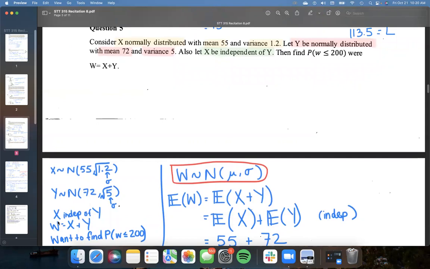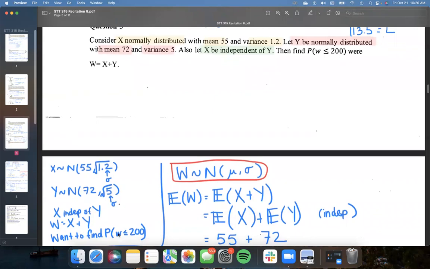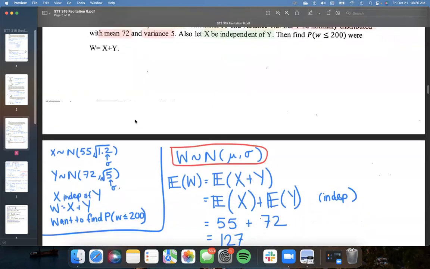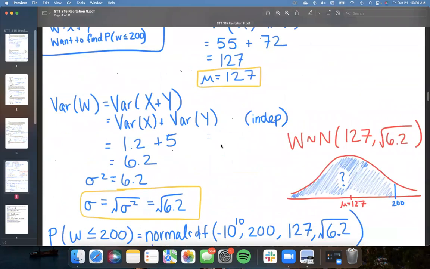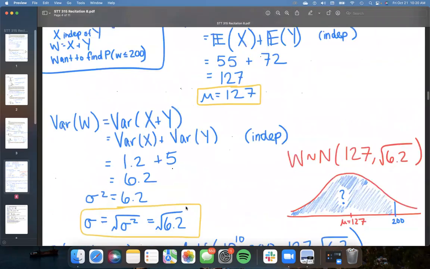And then we're given that X is independent of Y, and that W equals X plus Y, and that we want to find the probability that W is less than 200. All right, so I'm going to scroll down since I wrote down all of our important information on the left. So here, W is a normal distribution with a mean mu, which we'll need to find, and a standard deviation. First we need to find those because in the end, we're going to use that to input into our normal CDF.